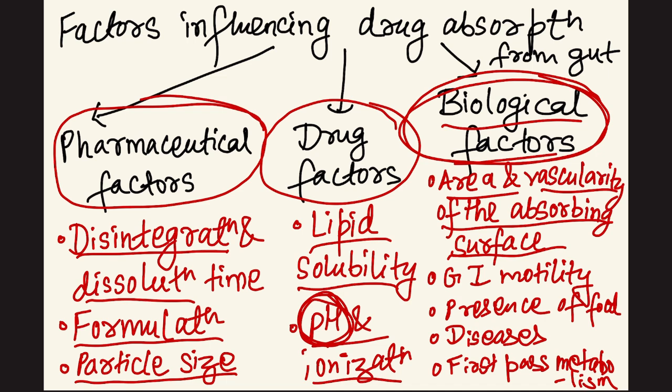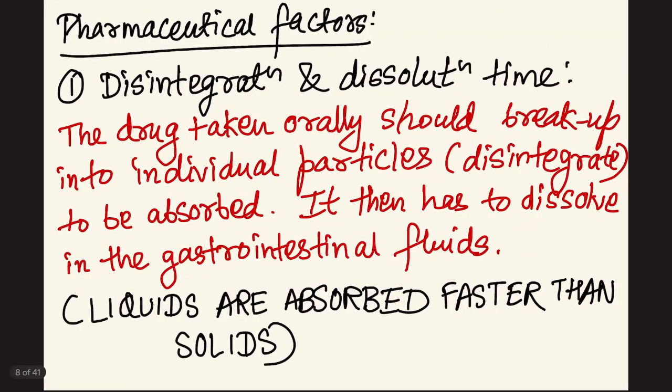Here we are going to discuss the small intestine, and why drug absorption is better in the small intestine. Then we have GI motility, which will also affect the absorption of the drug. Presence of food will also affect the absorption of the drug. Diseases and first pass metabolism. So all these come under the biological factors which are affecting the absorption of the drug when it is given via the enteral route. Now coming to the first one, that is the pharmaceutical factors.